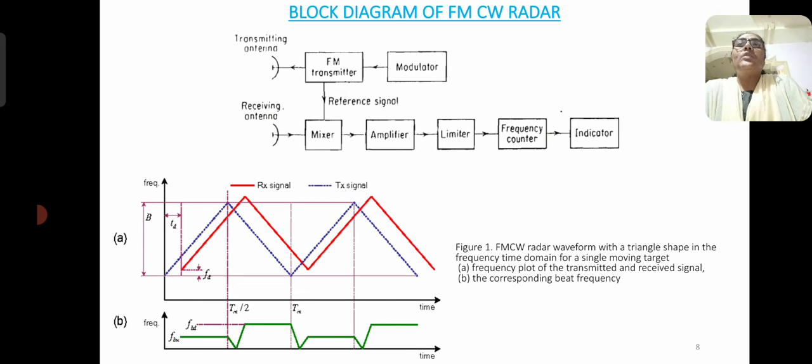Here we are having two frequencies. One is the fr frequency, the other one is the fd frequency. So this is the frequency and time response. The first figure shows the frequency plot of the transmitted and received signal, and figure B shows the corresponding beat frequency. Now we are going to see how we are going to evaluate the range and velocity.